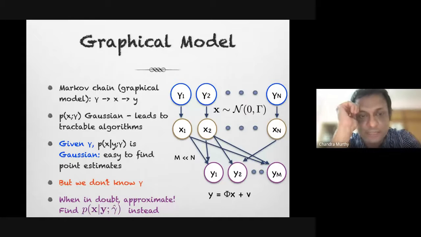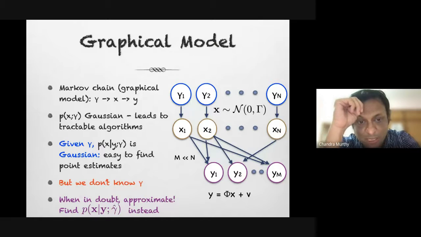You can also represent it as a Markov chain, which is gamma leading to x, which is leading to y. And the advantage of using this kind of a parameterized Gaussian prior is that, parameterized by gamma, p of x is a Gaussian distribution, which in turn leads to algorithms for which you can solve for x in a very neat way.